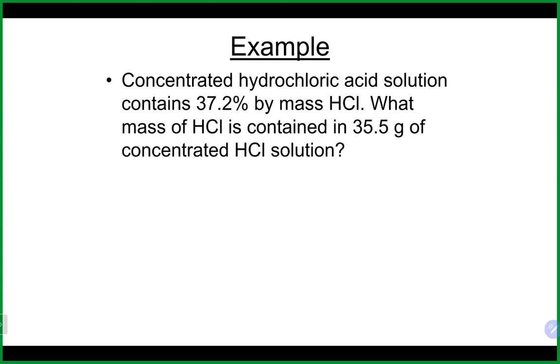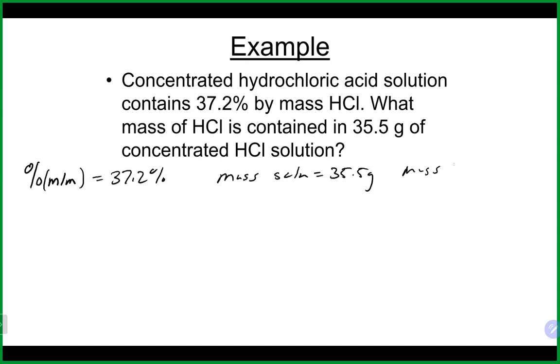Okay, so in this case, we're actually given the percent mass to mass of 37.2%. We are also given the mass of the solution, which is 35.5 grams. And we are looking for the mass of the solute, which we don't know yet. Once again, I do know that this is a hydrochloric acid solution, or HCl, which means that is the solute. So if I'm asked how much of that is there, that is how I know that I'm really solving for the solute in this particular case. Now, there's a couple different ways you could do it.